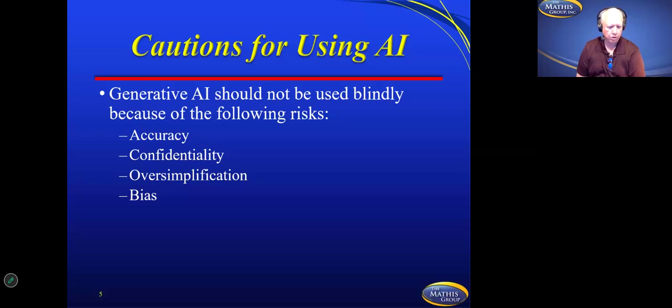There are also some cautions in using AI, and that is that generative AI should not be used blindly. A lot of times people will use it and just throw it over the wall and hope for the best. Accuracy is going to be a piece of it. Confidentiality, oversimplification, bias, any of those things can come in. That's the reason why you want to make sure that you keep a human in the loop for any of these things that you're talking to it about, because you're the one evaluating it. You're going to be the one taking that look and trying to decide what you're going to do with that.